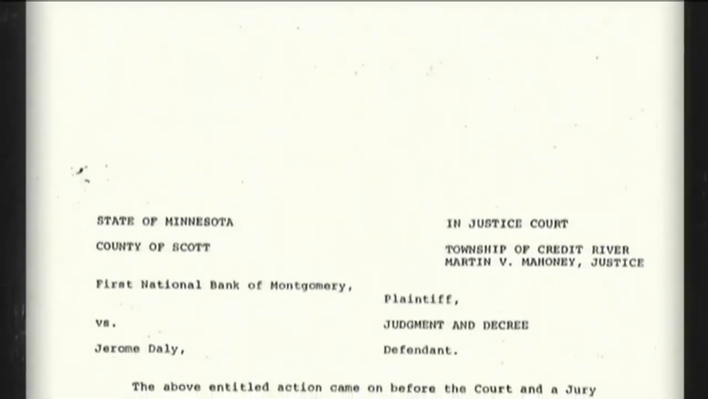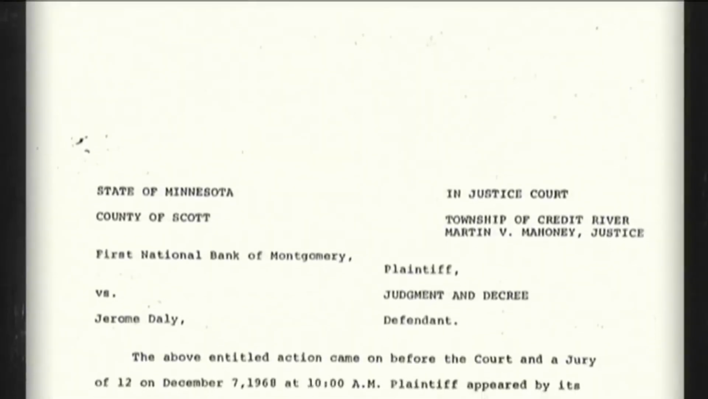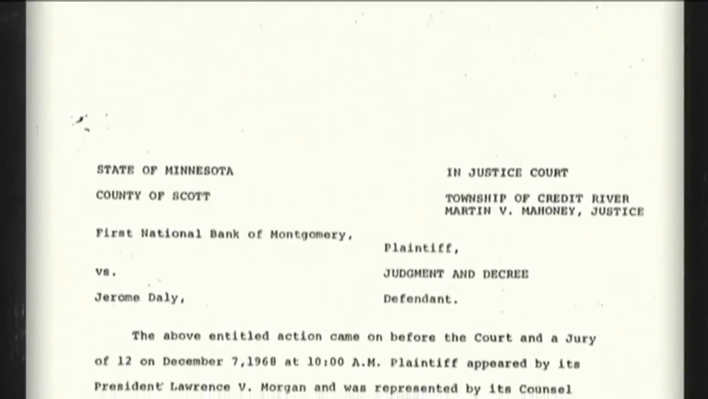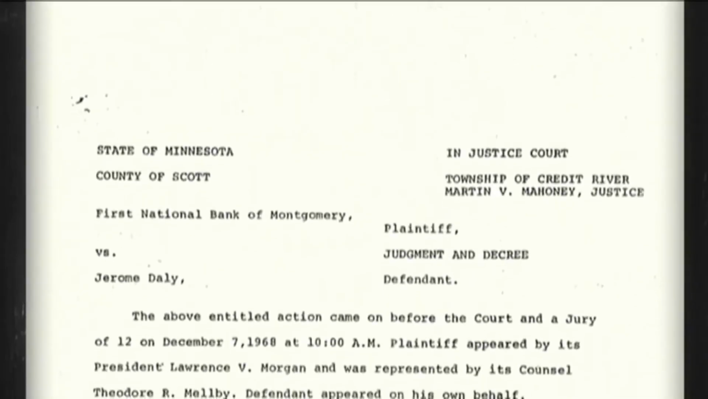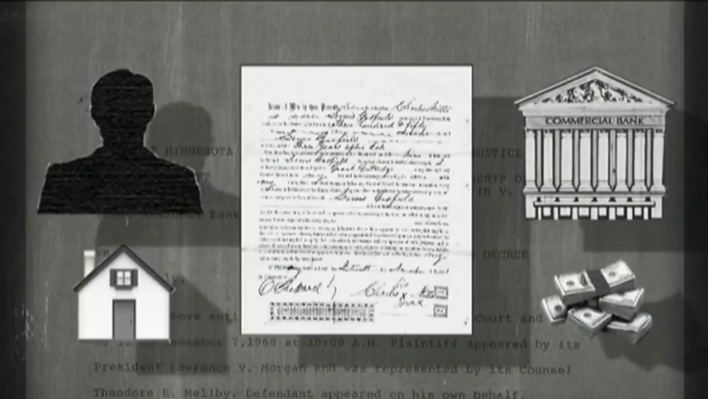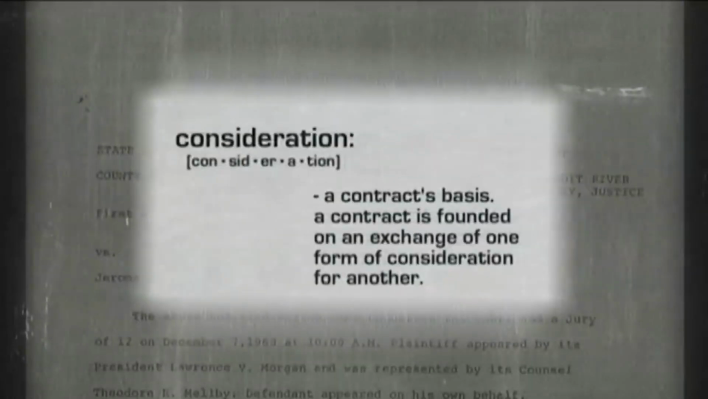in the first place. In 1969, there was a Minnesota court case involving a man named Jerome Daly, who was challenging the foreclosure of his home by the bank which provided the loan to purchase it. His argument was that the mortgage contract required both parties, being he and the bank, each put up a legitimate form of property for the exchange. In legal language, this is called consideration.